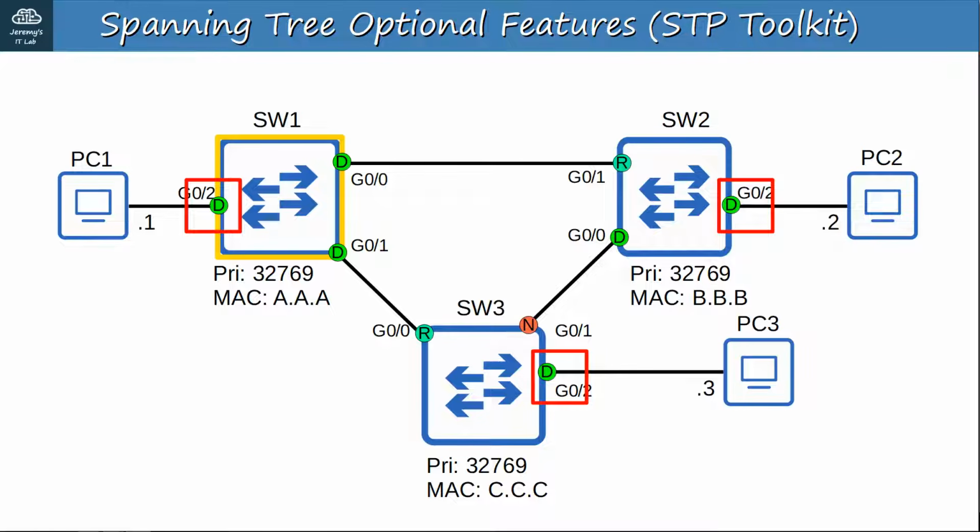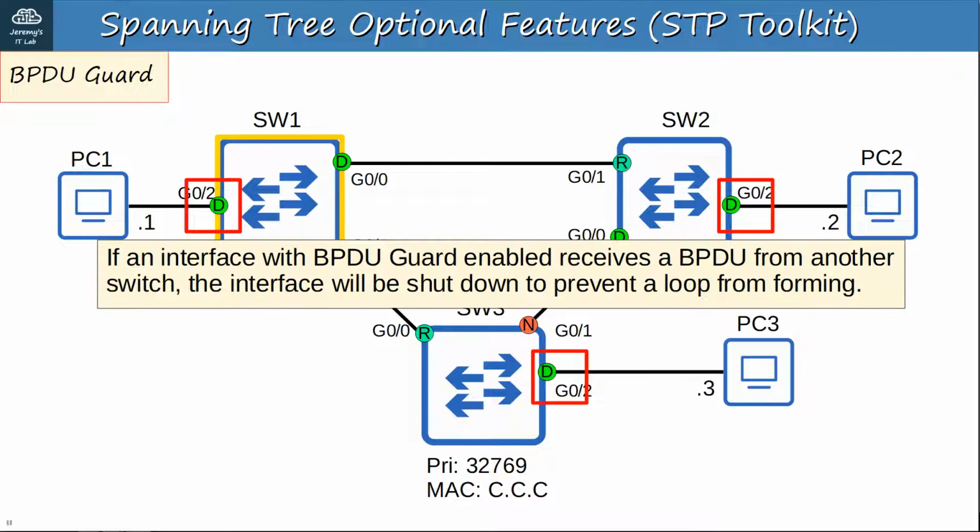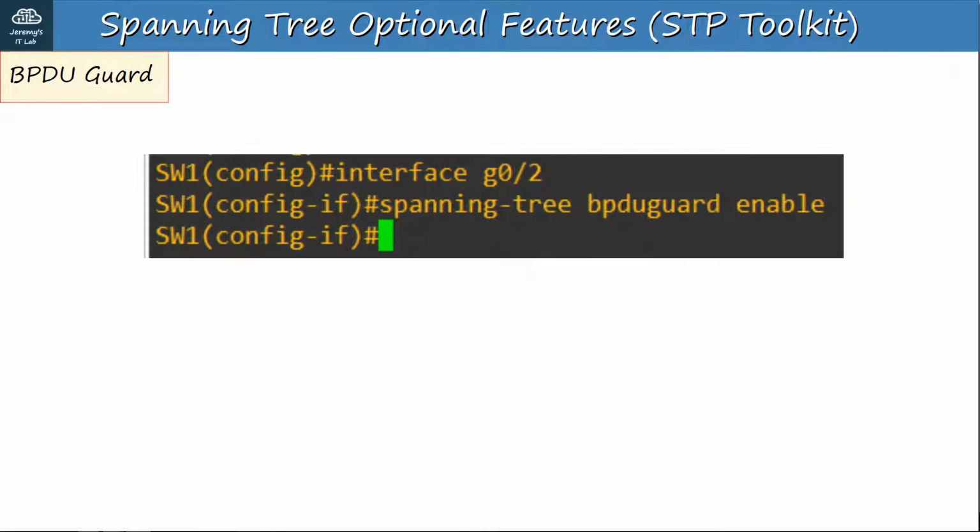However, there is an additional spanning tree optional feature that we can enable to protect against such loops. It's called BPDU guard. If an interface with BPDU guard enabled receives a BPDU from another switch, the interface will be shut down to prevent a loop from forming. BPDU guard is very simple to configure. From interface configuration mode, use the command spanning-tree bpduguard enable.